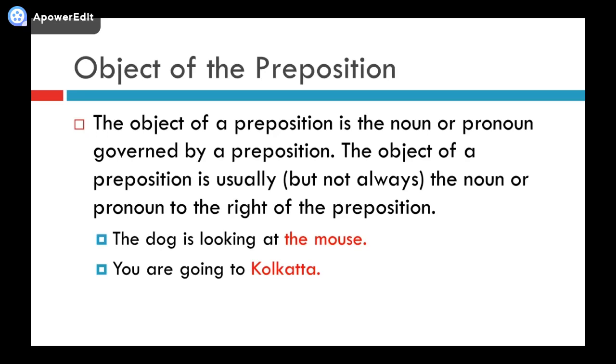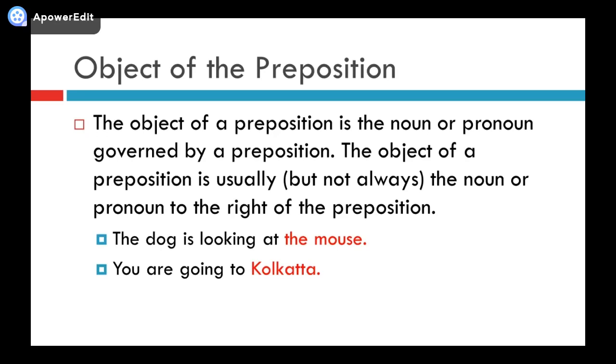The dog is looking at the mouse. The dog is looking, okay. But at what? At the mouse. So, at is showing you where the dog is looking. It is showing you an exact position. Where is the dog looking? It is looking at the mouse. Okay, so the mouse is your object of the preposition.